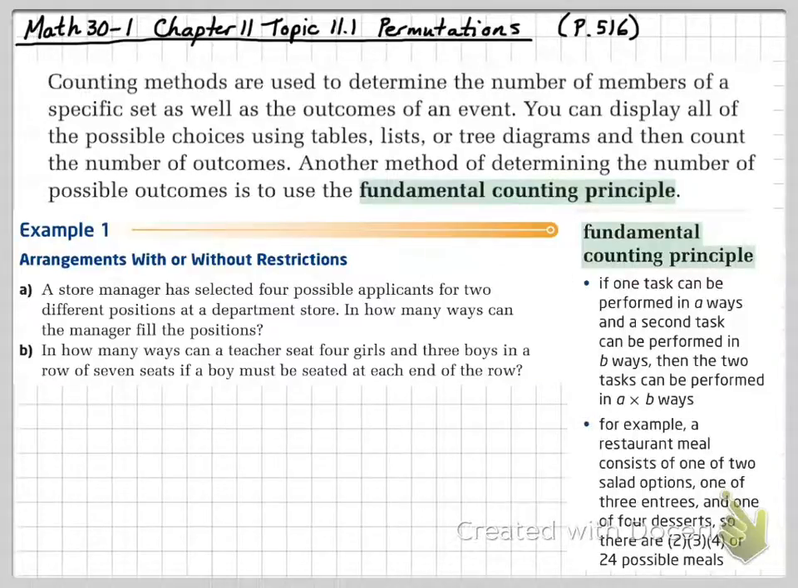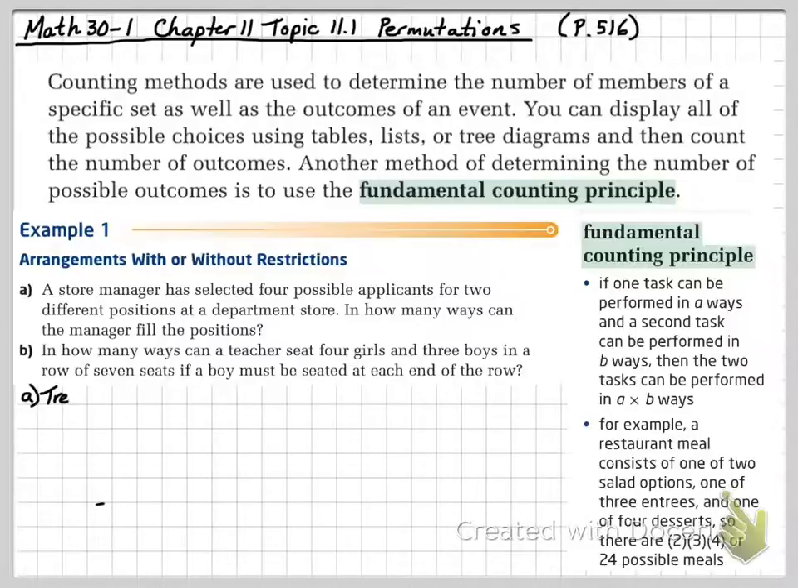In example 1, arrangements with or without restrictions. A store manager has selected 4 possible applicants for 2 different positions at the department store. How many ways can the manager fill the positions? And then B, how many ways can a teacher seat 4 girls and 3 boys in a row of 7 seats if a boy must be seated at the end of each row?